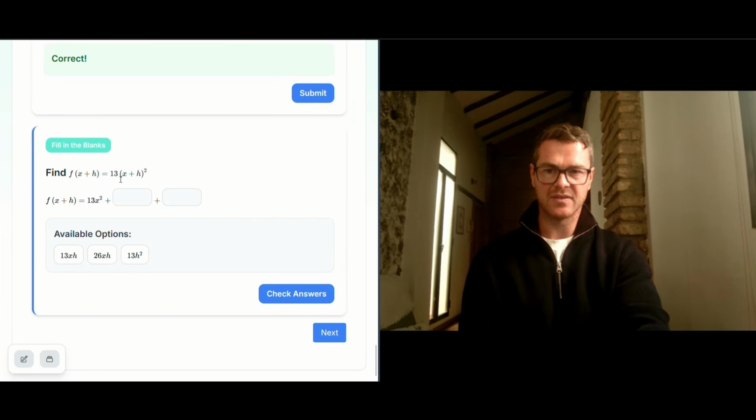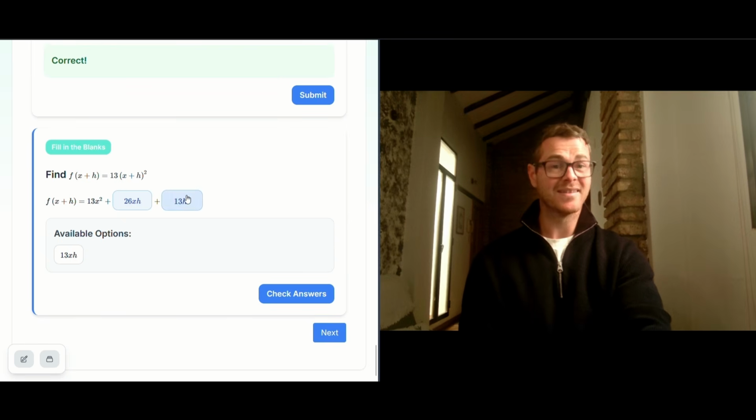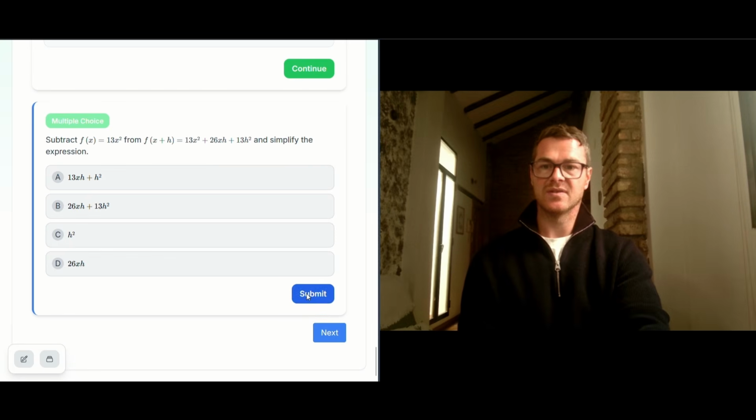And if I multiply that out, I'm going to have 13x squared. I'm going to have 26xh. And I'm going to have 13h squared. Again, this is the hardest part. Once I have that, I'm going to take away f of x. So anything that doesn't have an h in it is going to go. So I'm going to have 26xh plus 13h squared.